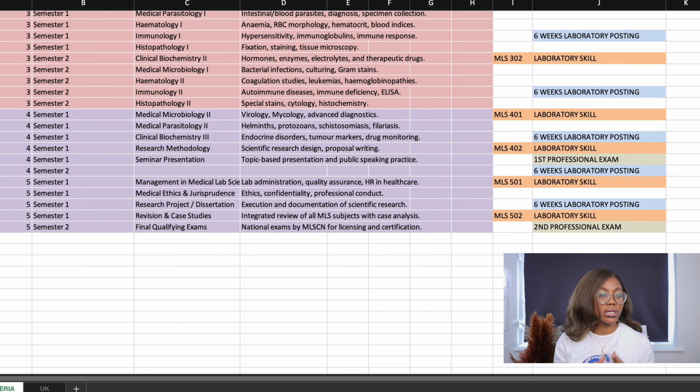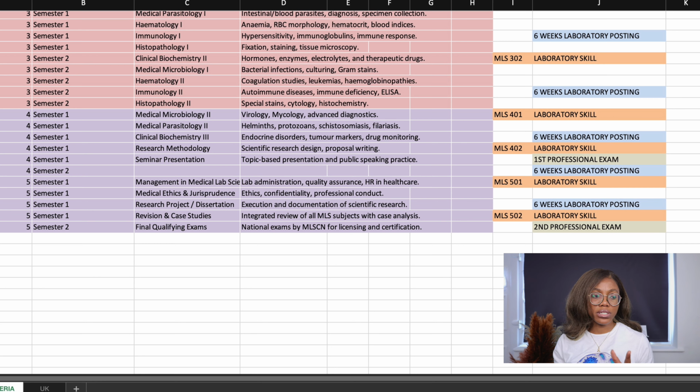So immunology, medical parasitology, these are like full course contents that are actually taught for about 3 months in some places, like 3 to 4 months, because that's what makes up a semester. But then in every semester, you're going to have to do a laboratory skill course. If you look at the corner, I said MLS 201, MLS 202, MLS 301, MLS 302.